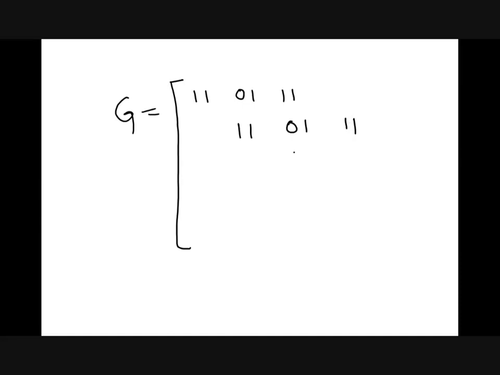The generator matrix is simply, first row 1 1 0 1 1 1. In the second row, I will be shifting by one column, so it will be 1 1 0 1 1 1. In the third row, I will be shifting by two positions, so I will start from here 1 1 0 1 1 1, and so on.